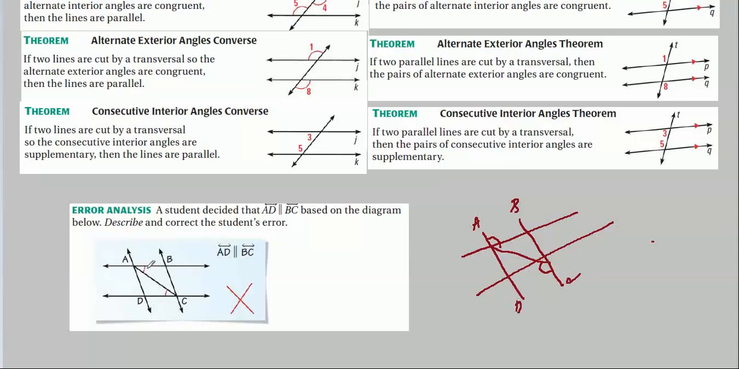He's looking at an angle formed with this horizontal line and this transversal, when you want to be considering the angle formed by this line and this transversal.